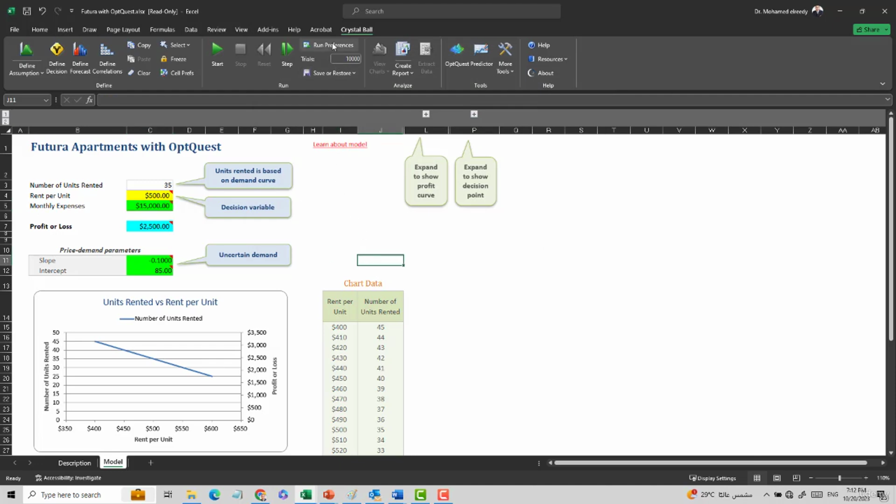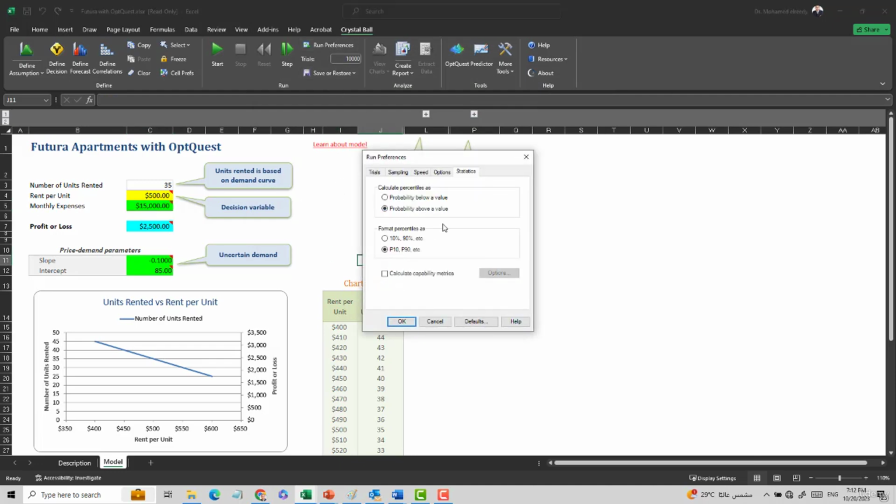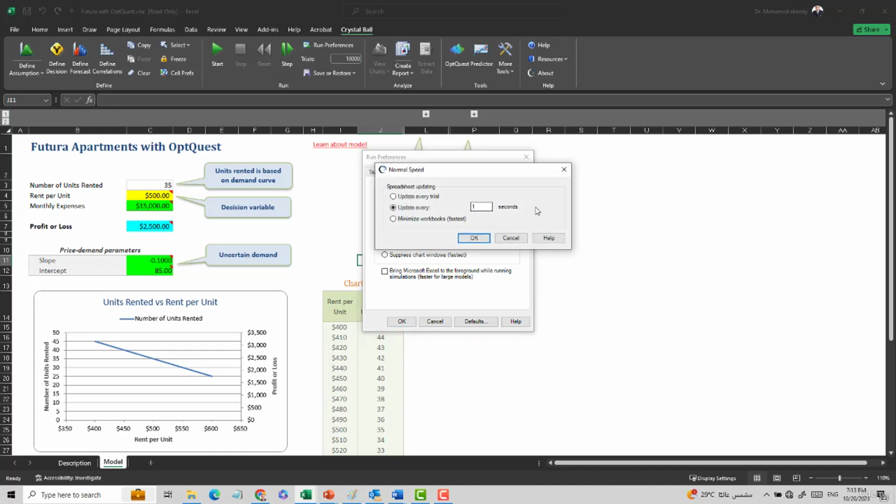So let us go through again the references that we mentioned according to this, which is sampling speed. What about normal speed or demo speed? Here is the option that will update every trial. When you see the last trial, now we need the change of the visualization. It will update every trial or every 1 minute, 1 second, and so on. Minimize workbook, if you need it to be fastest. If you have a huge number of variables and so on, you need to minimize the time, you can use it.